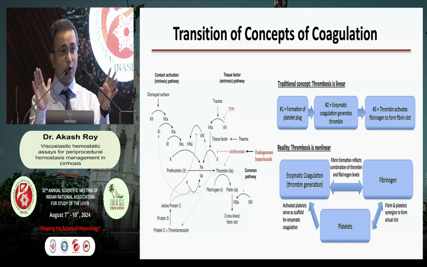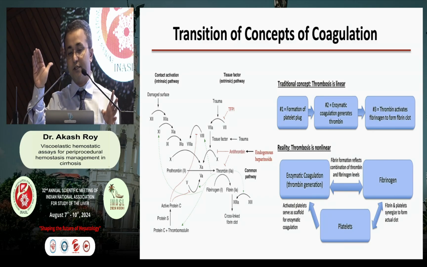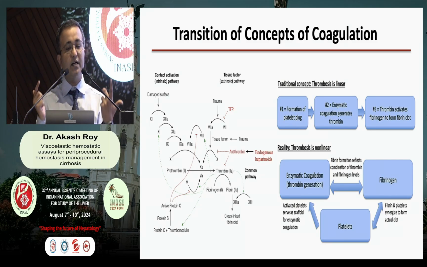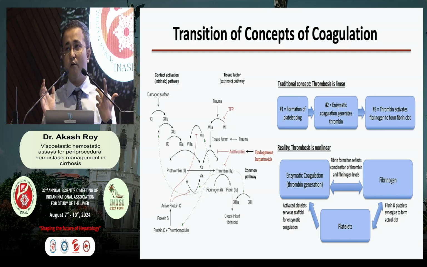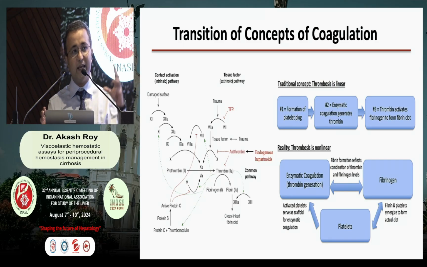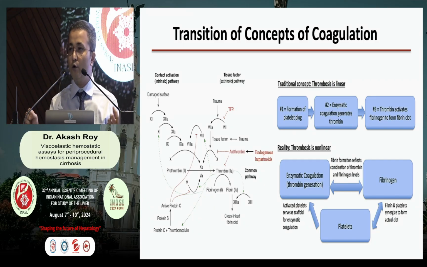Coagulation in normal, not only in cirrhosis, is complex. And it's not a unidirectional procedure or concept. It has been understood that it is non-linear and has an interaction of multiple axes of enzymatic coagulation, fibrinogens, platelets, and a whole lot of other factors. This is for the general coagulation pathways altogether.